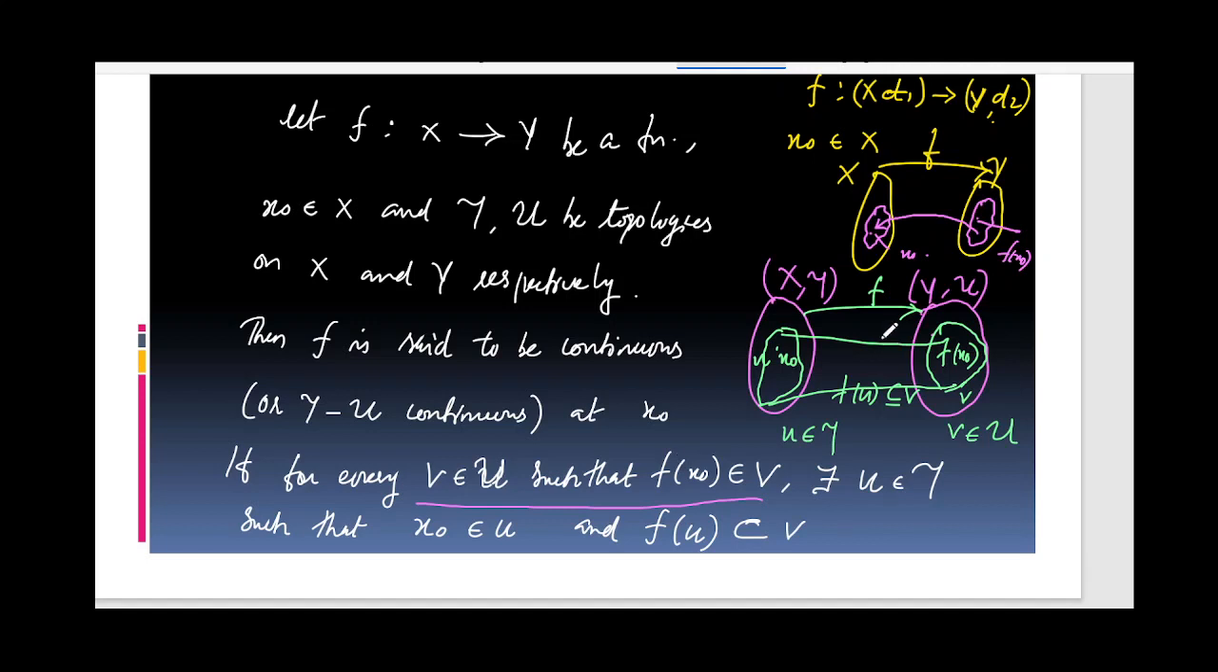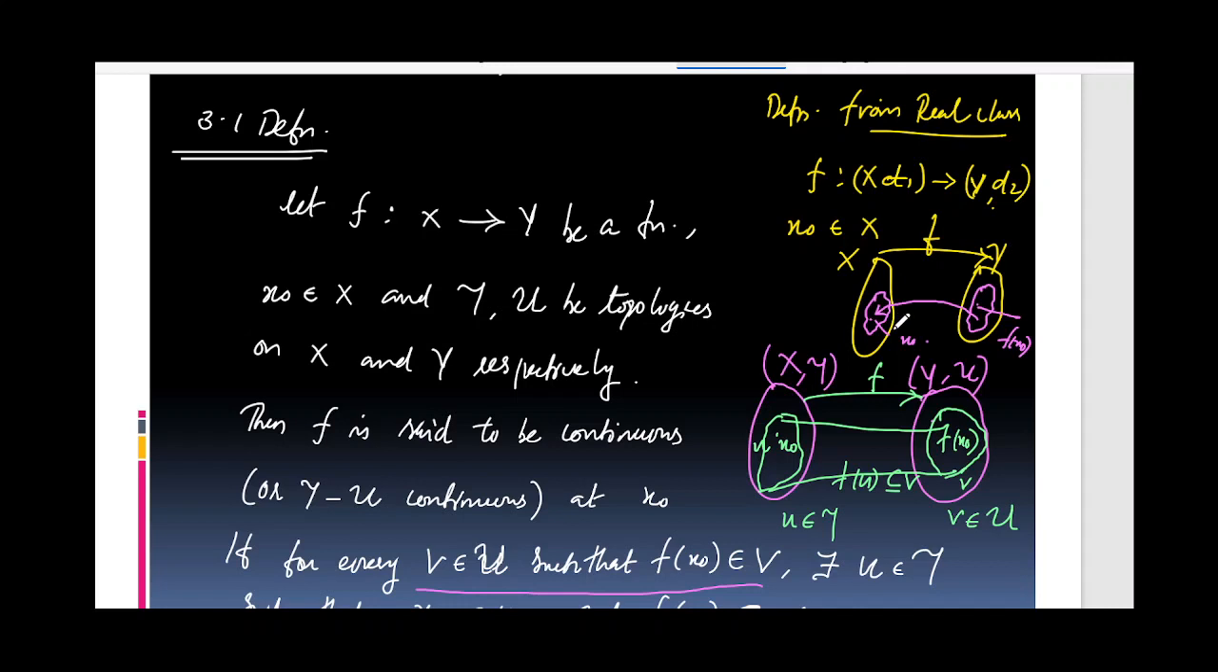Hope you understood. So we say that f is continuous at a point x naught, for a function f from topological space X to Y, whenever for any open set in Y which contains f of x naught, there exists an open set in T such that the condition is f of U should be contained inside your V.